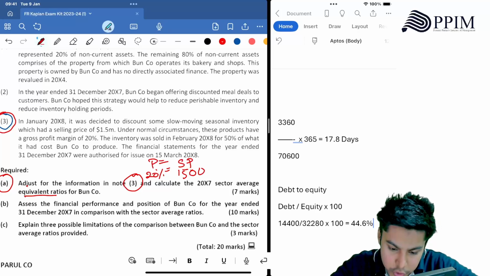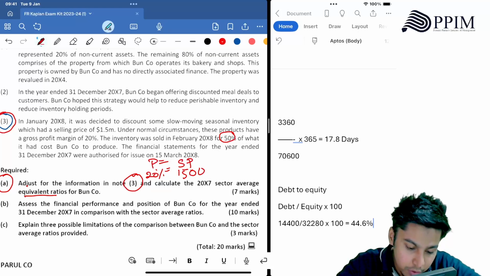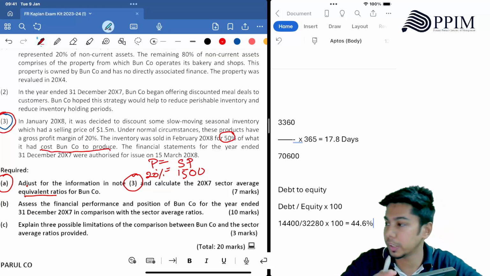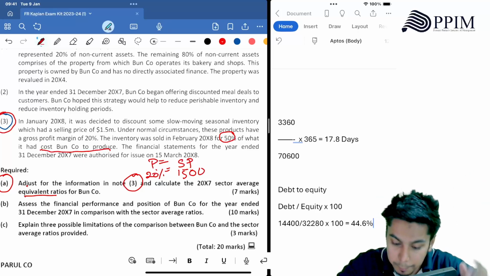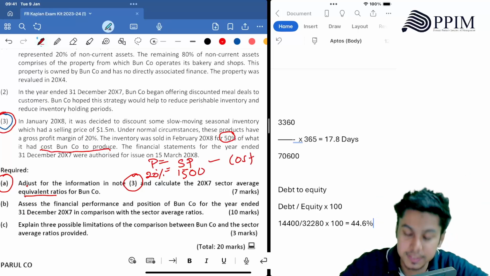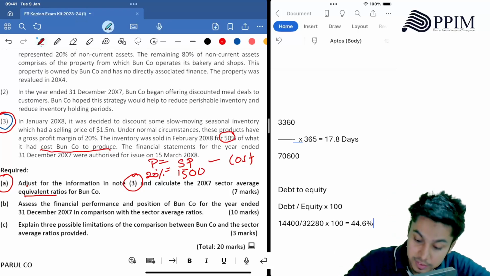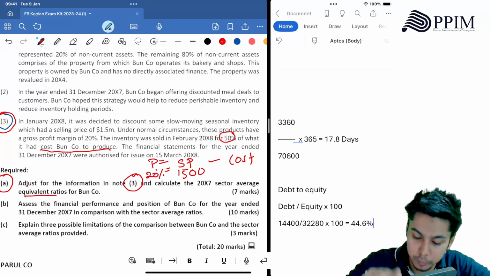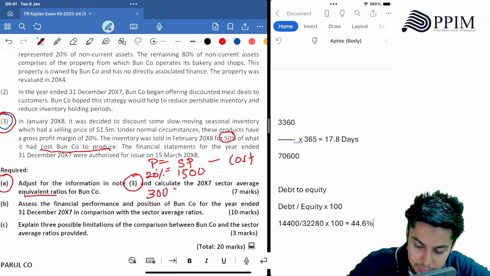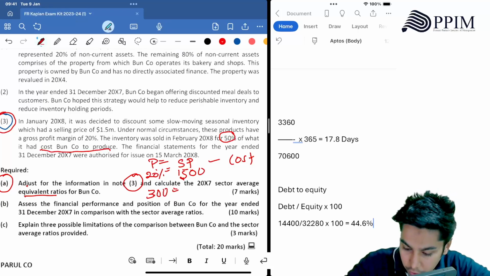The inventory was sold in February for 50% of what it had cost to produce. So you have to understand, selling price is given, profit is given, but the cost is unknown. First thing you should do in that paper is find the cost. How to find the cost? Selling price is 1.5 million, profit is 20%, so profit will be 300,000. If profit is 300 and selling price is 1.5 million, cost is 1.2 million.